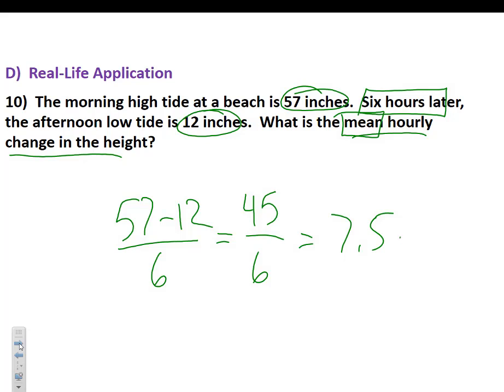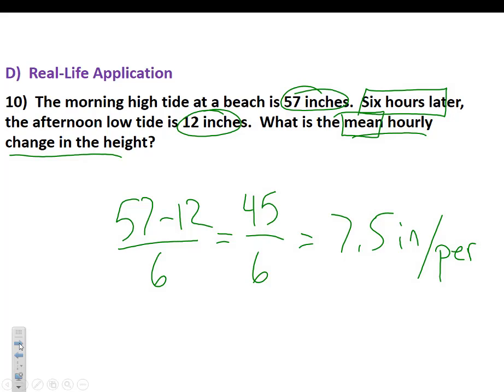So that would be 7.5 inches per hour is the mean average change in the height of the tide. So that means that the tide was up at 57 inches. After the first hour, it's going to be down to 49.5 inches because it's the mean hourly change. That doesn't mean that's exactly how it went. It just says that this is the average.